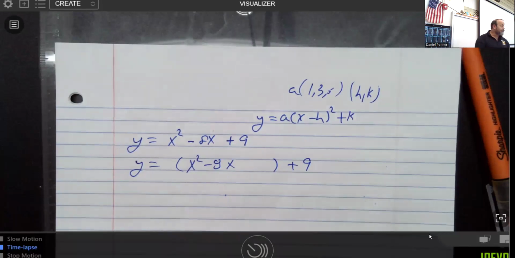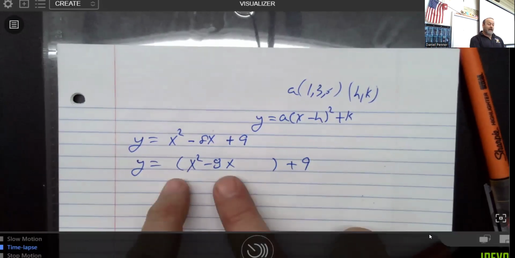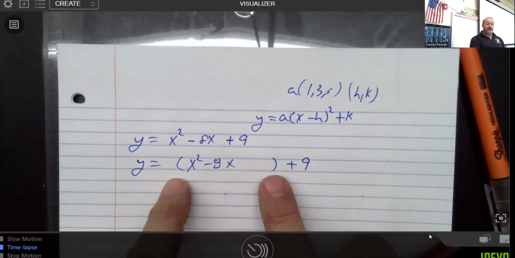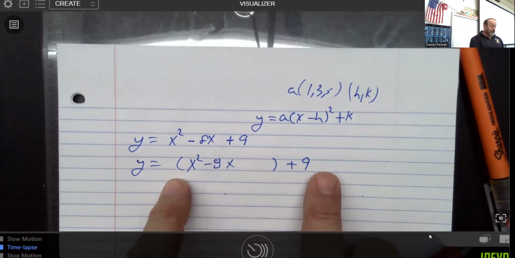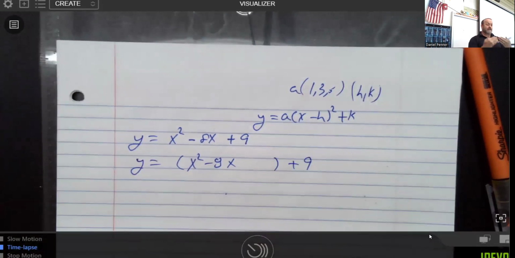So the first thing that I personally like to do is set my problem up this way, and I group my things that have x's together right here and the 9 over here. Now, again, if my a value is not 1, there's something else that I need to do. So this is just the version if a is 1.